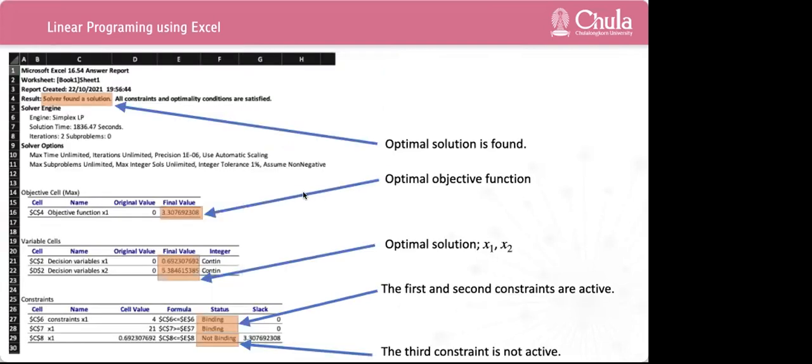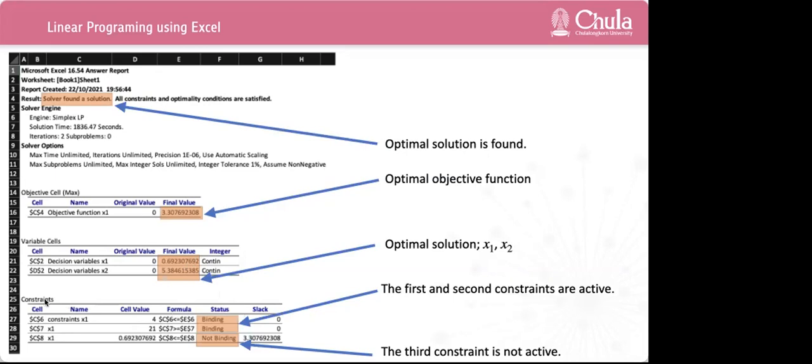Okay, and then we get the report, right? You look at the report, you see that it says an optimum solution is found. So found a solution, that means the optimal solution is found. And from the report, you can find the final value. This final value is the optimal objective function and variable cell values. Final value is the optimum solution, our x1, x2.